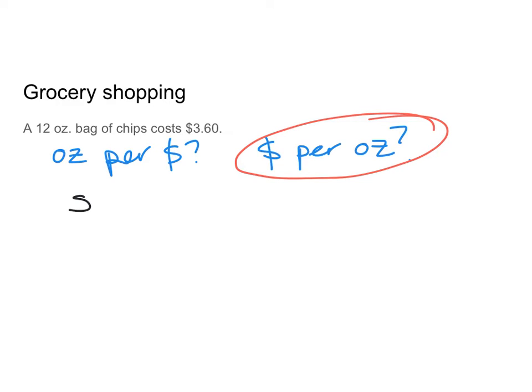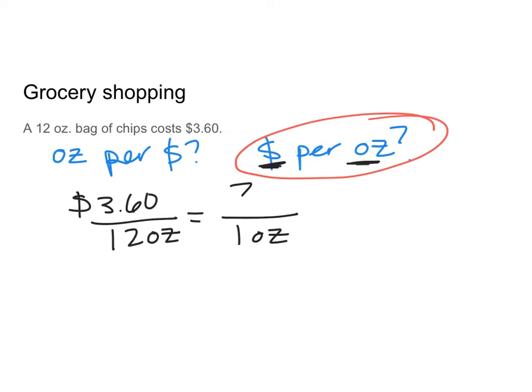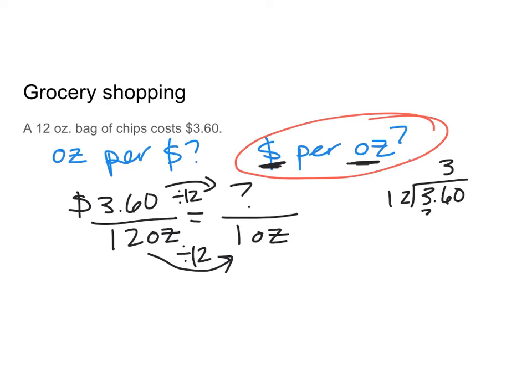So let's go ahead and do the dollars, $3.60 per the 12 ounces. So the first part went on top, the second part went on the bottom. And then we want to know how much is this for 1 ounce. So we'll divide by 12, and we'll divide by 12. We may need to do a little bit of long division here. 12 does not go into 3, but it does go into 36 3 times exactly. And then it doesn't go into 0. And then the decimal didn't need to move, so it just comes straight up. So it looks like it comes out to be 30 cents per ounce.